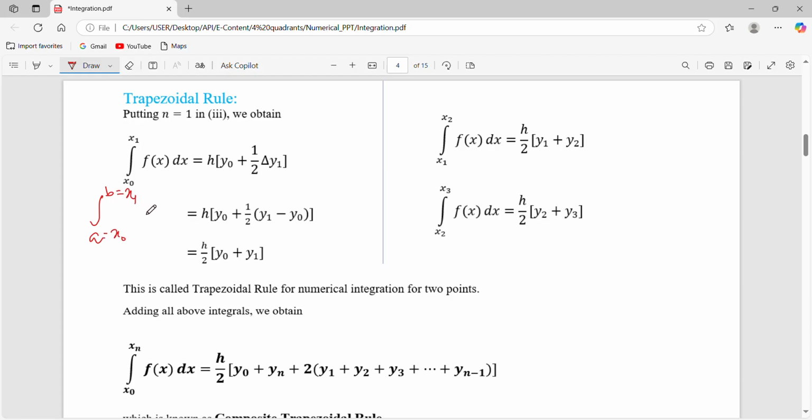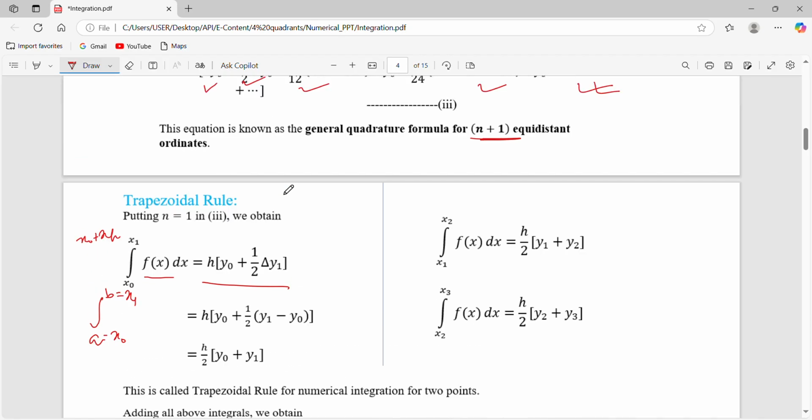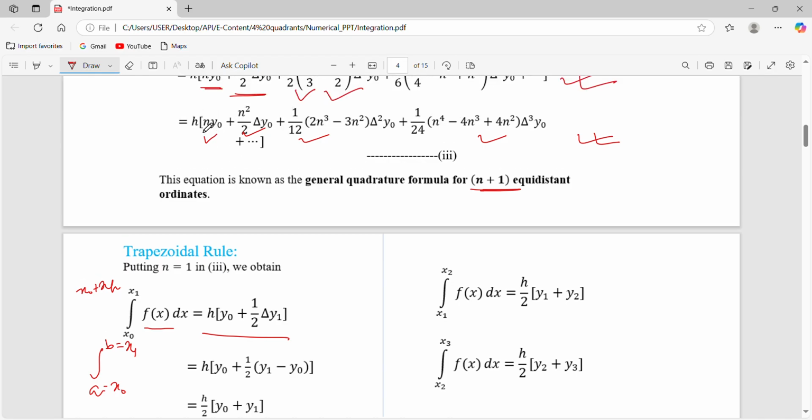Now the question is why you have written here 1. Actually here the formula is x0 plus nh, and here we will put n equal to 1, so x0 plus h, x0 plus h means x1. So directly we have written here x0 to x1. So x0 to x1, that is your f(x) dx same. And now this one, how do you get? So here n equal to 1, so h y0 plus half del y0.